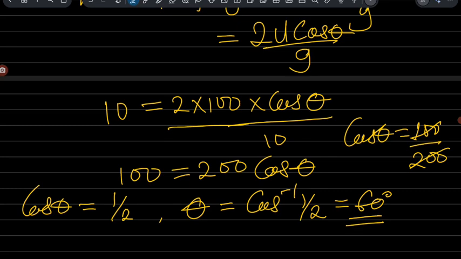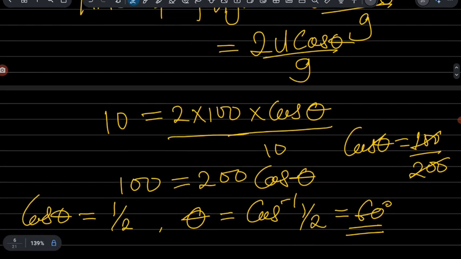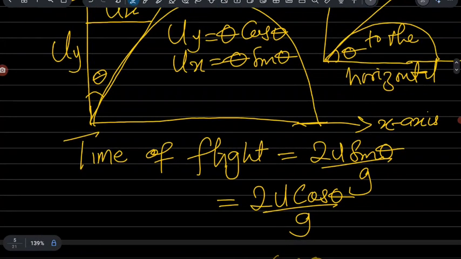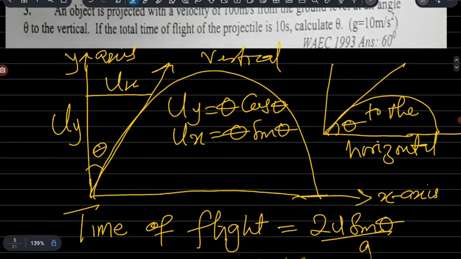So what exactly you need to take note of is cos theta and sin theta to the vertical. Maybe the next example will surely explain another question related to this. So now, another question is this. It said an object is projected with a velocity of 100 meters per second at an angle of 60 degrees to the vertical. Calculate the time taken to reach the maximum height.